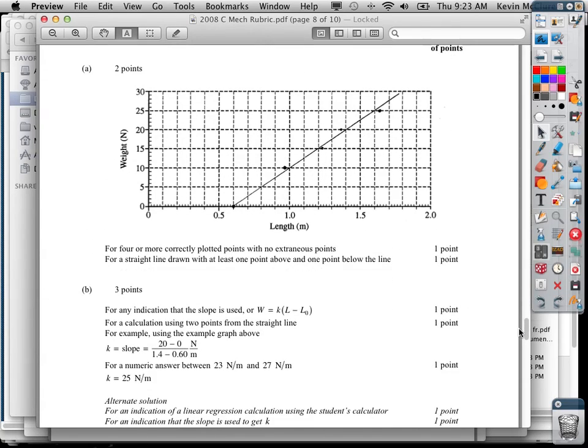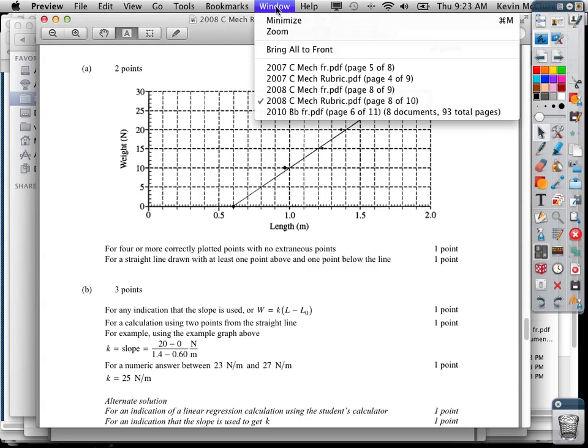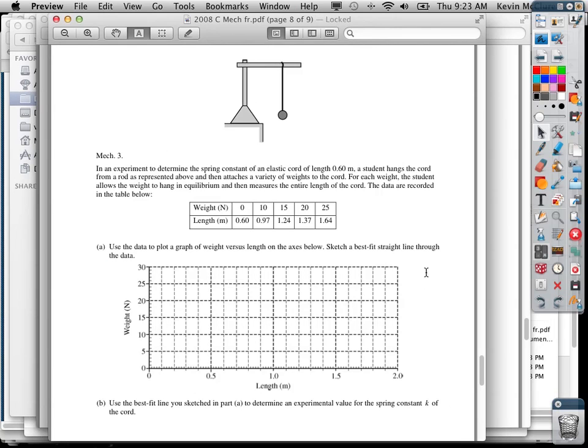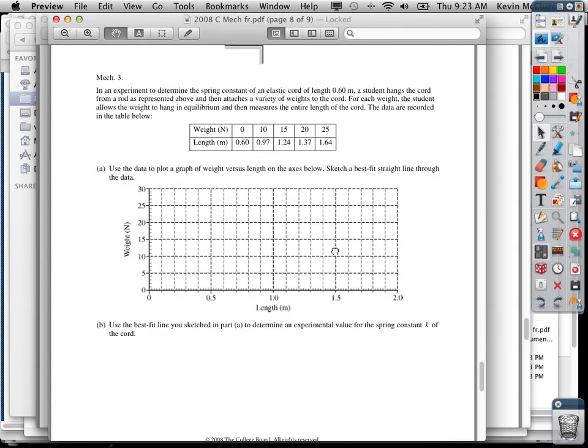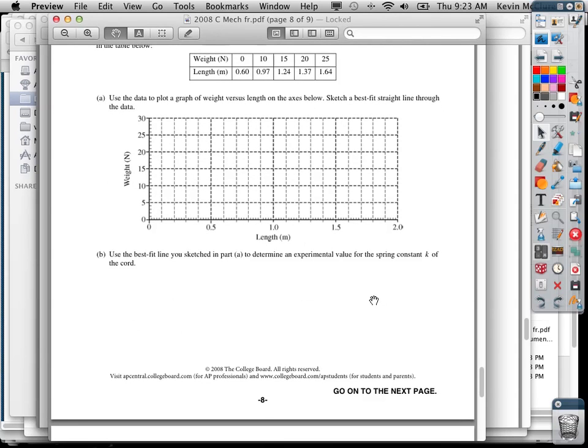So pretty straightforward. Plot them. Notice the best fit line, right? Just a straight line through there. Obviously, don't connect the dots. You're laughing, but I've seen it. I've been a grader. I see what people do. Okay, so that's like 2 free points, right?